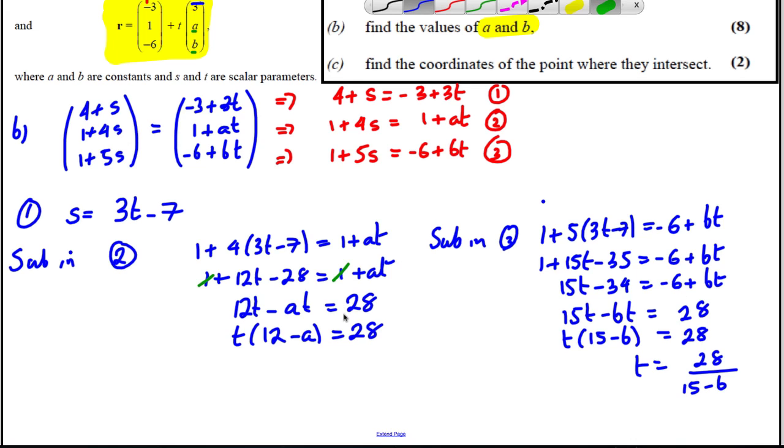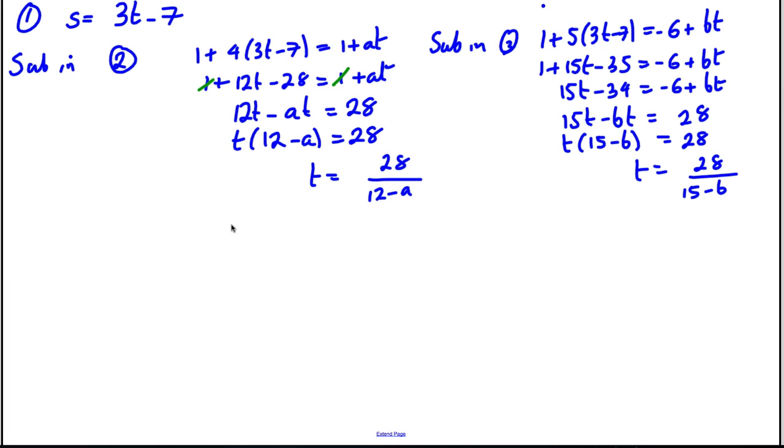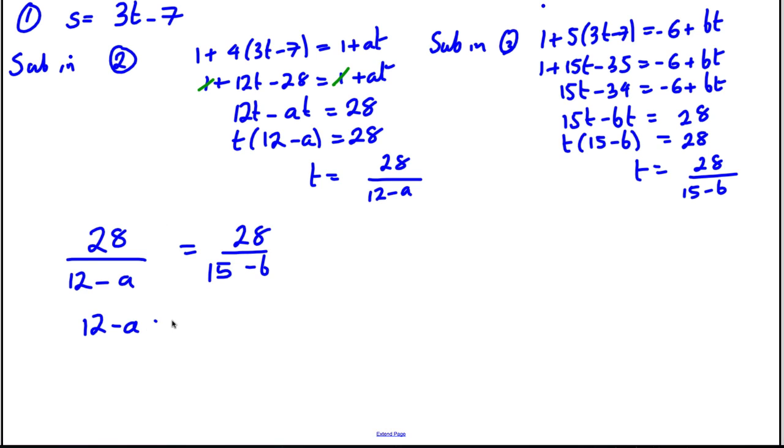Now, both these things: t was 28 over 12 minus A, just from this one. Because both these things are equal to t, they're equal to each other. So 28 over 12 minus A must be 28 over 15 subtract B. And rearranging, the bottoms must be the same if the tops are the same. 12 subtract A must be 15 subtract B. And so add B to both sides. B subtract A must be equal to 3.